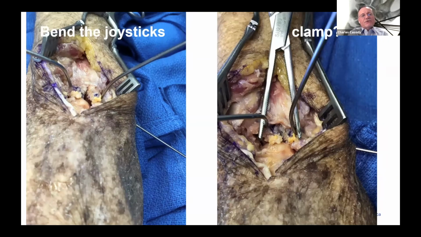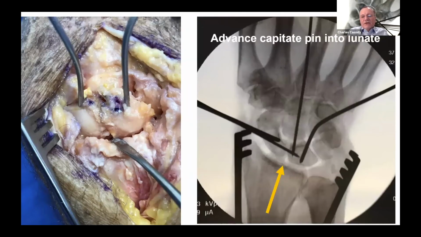If you use straight pins, it's hard to control them. So what I like to do is bend the pins. You could get a little bit more of a 3D kind of control of the pins. A clamp is helpful, although again, you can gap on the volar side if you over tighten it. So you got to be careful about that. There are some sleeves that you can use as a clamp to place over pins. We don't have them. But here's a better reduction.